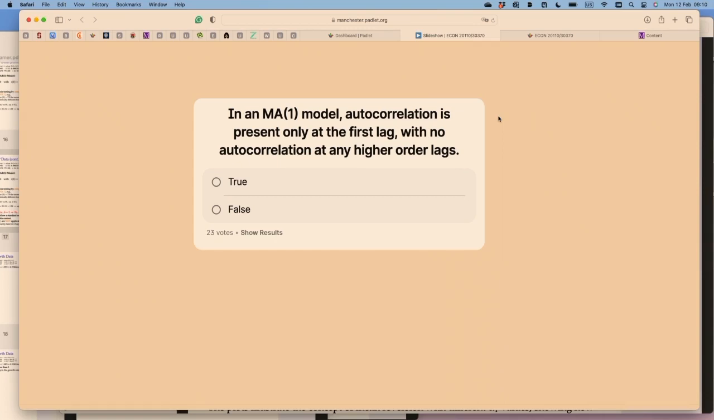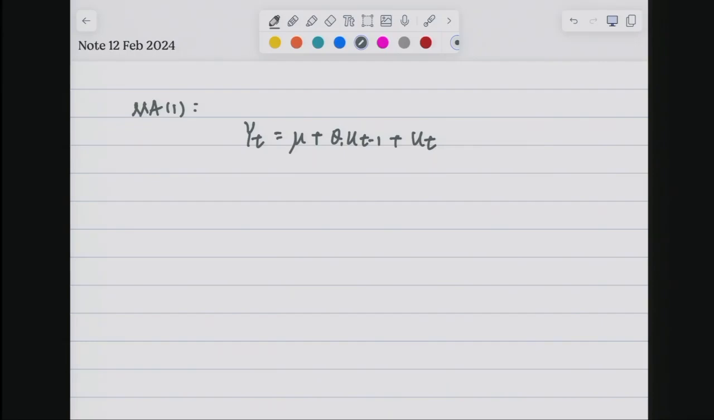While I'm not discussing the MA model during the lectures, you're asked to read the lecture notes yourself. Basically, it's the same way of analysis applied to a different model compared to an AR1. If we write out the model equation explicitly, this is the MA1 model. Do you think that in an MA1 model, the autocorrelation is present only at the first lag with no autocorrelation at any higher order lags? If you have attempted homework 1, or at least read the lecture notes, you will have known that this is a correct statement.